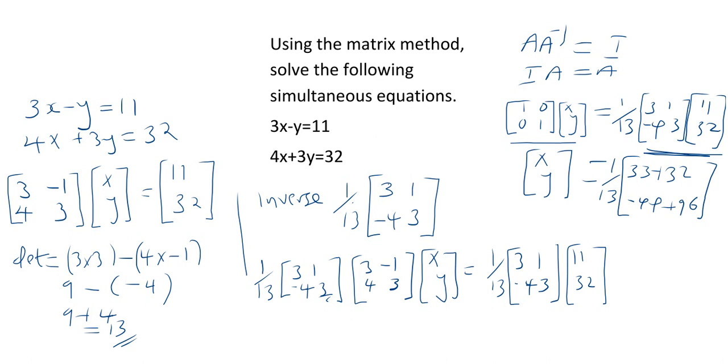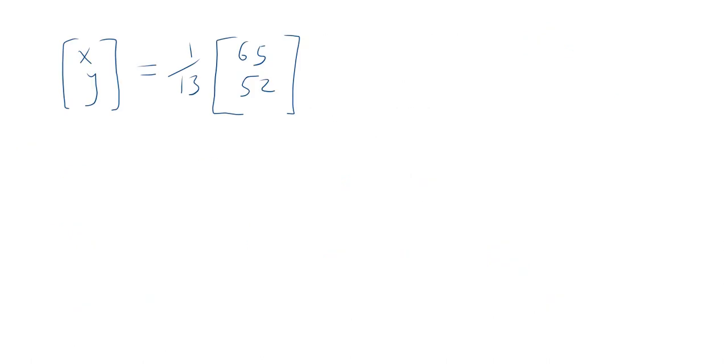So in that case, let's multiply this with our scalar 1 over 13. So 1 over 13 times 65, we get 5 because it is 65 divided by 13. And for the 52, we shall have 4. So lastly, here we have xy being equal to 5, 4.